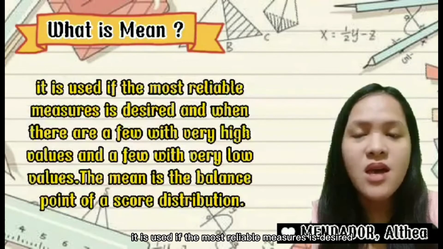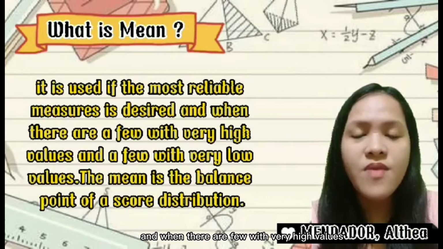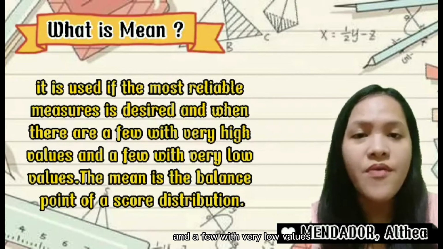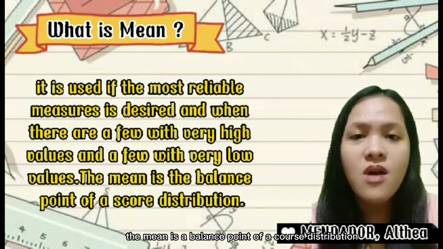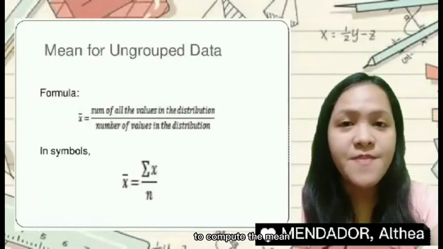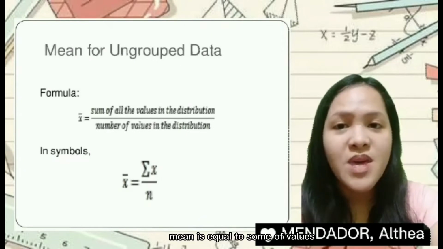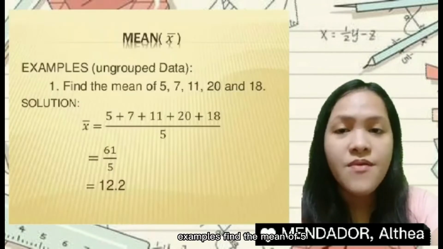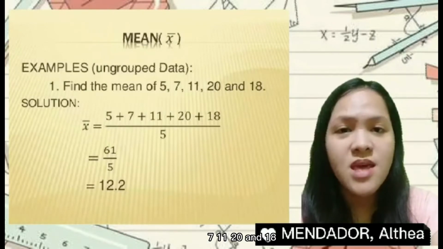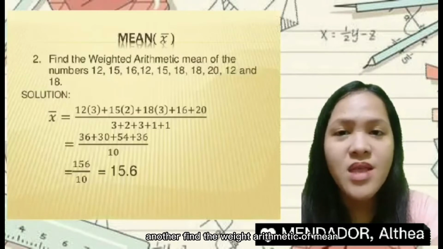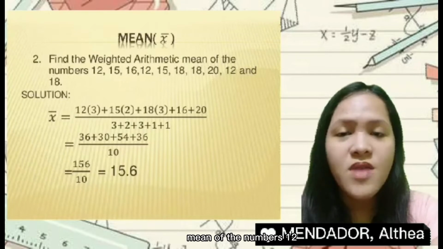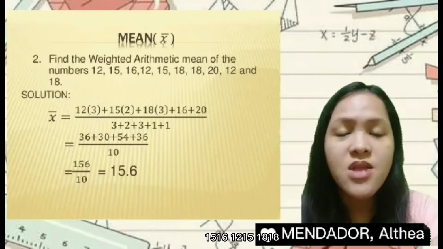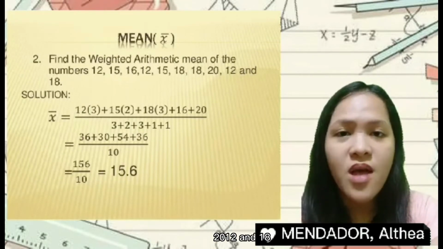It is used if the most reliable measure is desired, and when there are a few with very high values and a few with very low values. The mean is the balance point of a score distribution. To compute the mean for ungrouped data, the formula is: mean is equal to the sum of values divided by the number of values. Example: find the mean of 5, 7, 11, 20, and 18. Another example: find the arithmetic mean of the numbers 12, 15, 16, 12, 15, 18, 18, 20, 12, and 18.